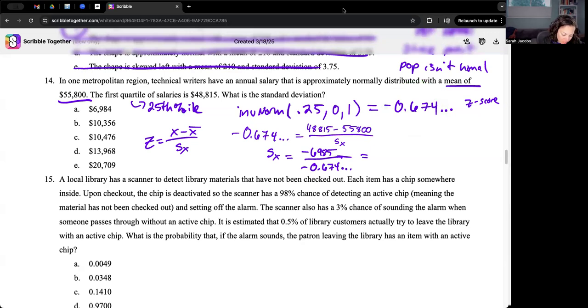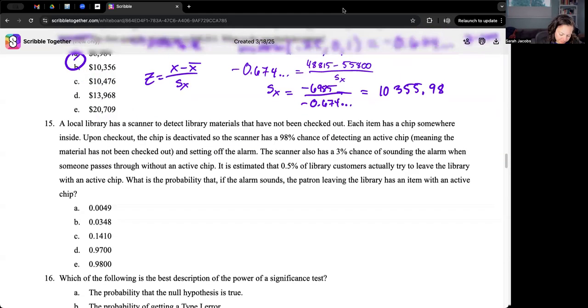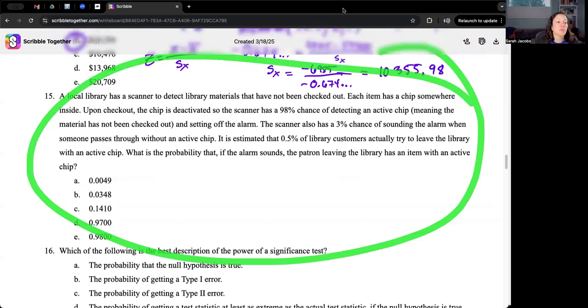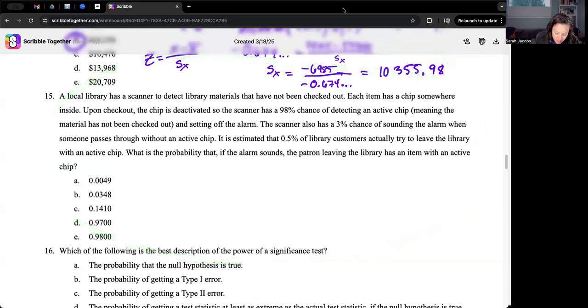So when we do that, we get a standard deviation of $10,355.98, which is basically 10,356. I believe a lot of you rounded it at 0.67 right here. And when you do that, it ends up at 10,425, which is technically closer to C and very much in between these two, which again, not good question design. All right. Oh, you're going to make me do this one again. You know, I don't like these any more than you guys do, but I just understand that they're necessary.